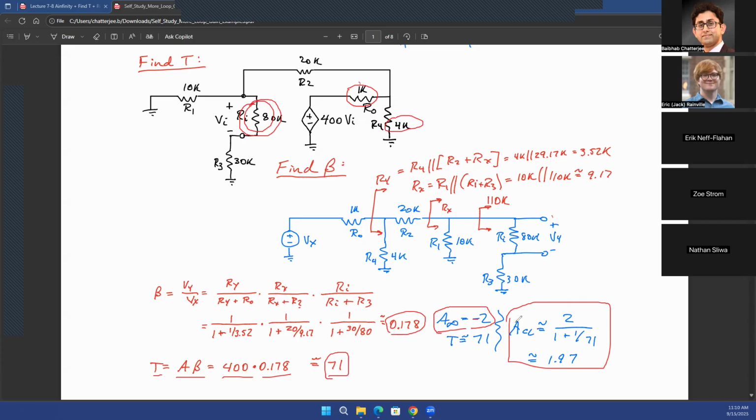So maybe as homework to understand this better, redo the problem with R in equal to 10 kilo ohm and R out equal to 10 kilo ohm again. And you'll see the huge impact that the input and output resistances will have in that case. Questions?